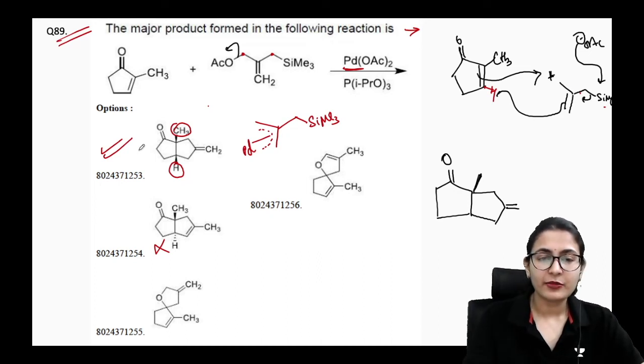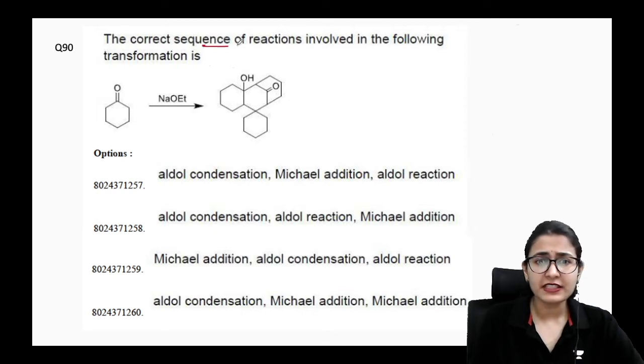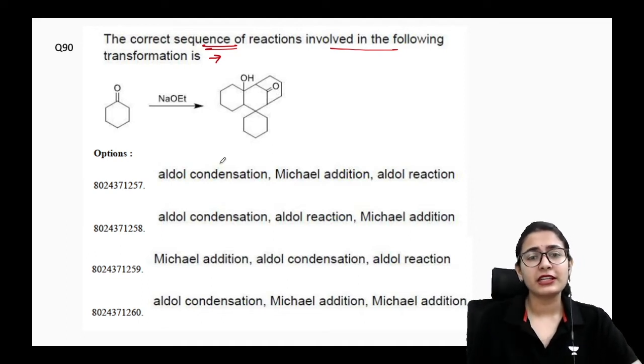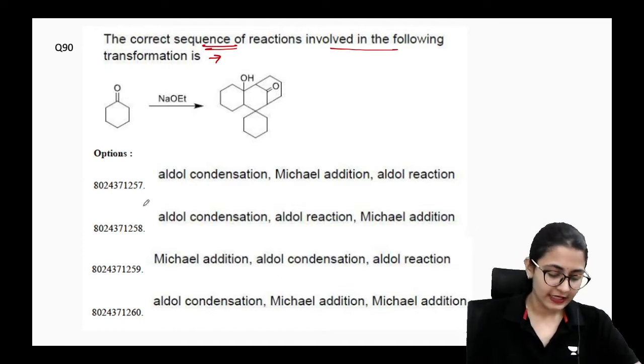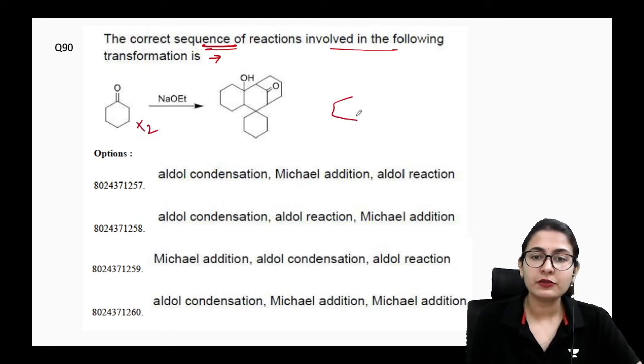Alright, very, very important. Let's look at this one. The correct sequence of reaction involved in the following transformation is. So this molecule looks very tricky, but you just have to follow simple reactions, aldol and Michael, and you just have to see the sequence. So let's say we try out aldol first, because if you don't do aldol, you won't have alpha beta unsaturated carbonyl, so where will Michael happen from? So that's why you need to multiply this with 2 and you need to do the aldol reaction first. Let's see.